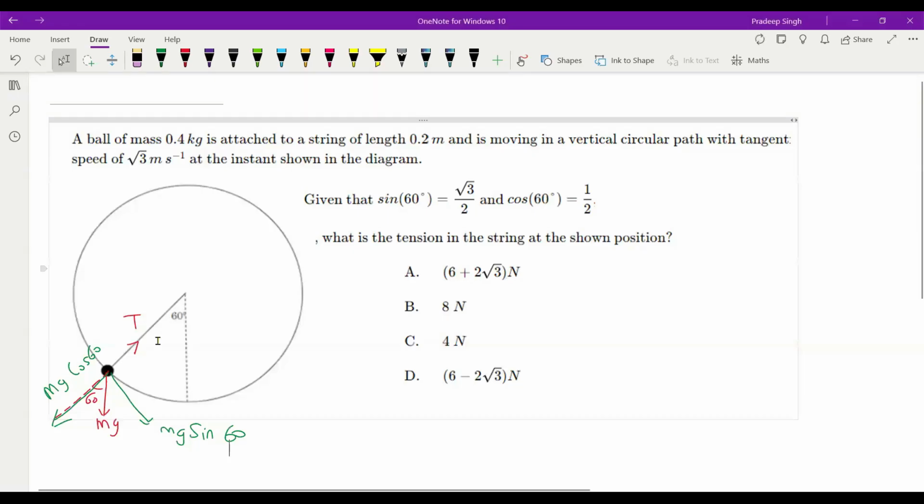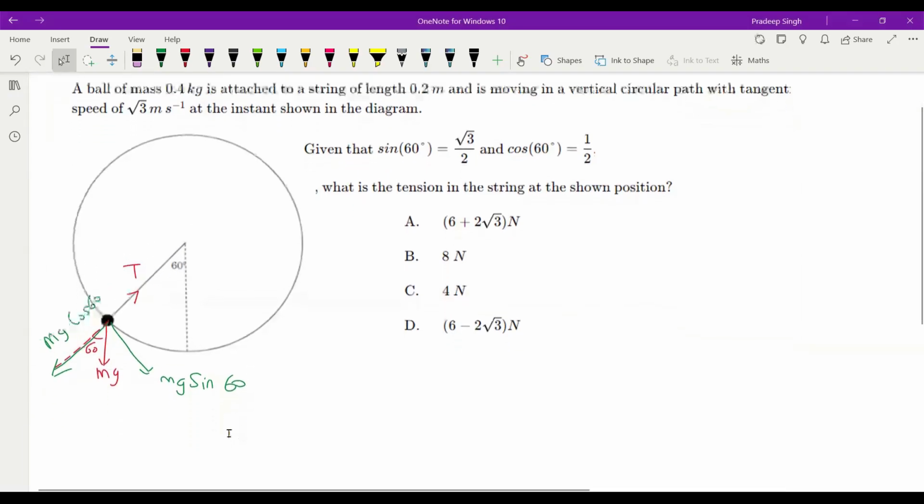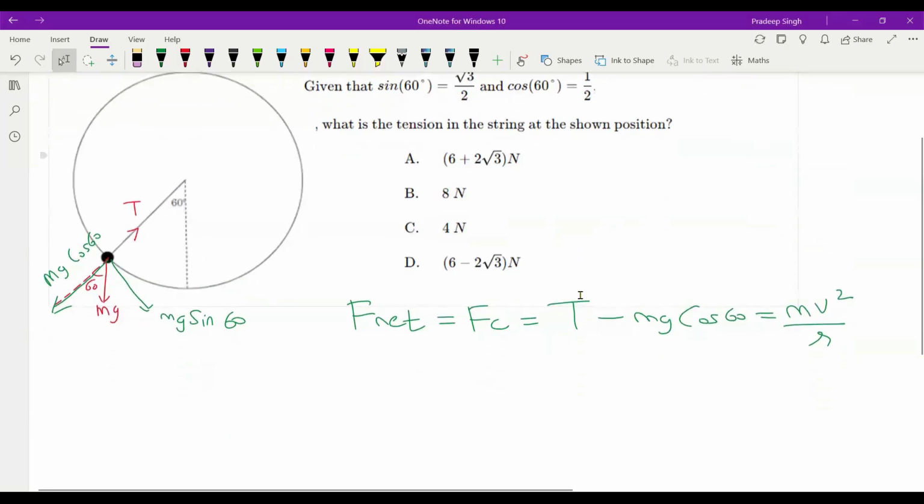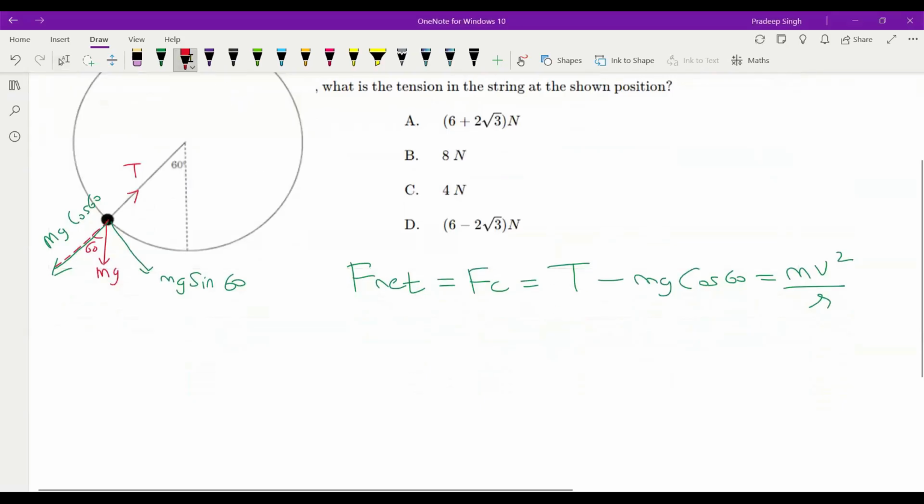So we have T tension going towards the center and mg cos 60 going away from the center. So the net force which acts towards the center, which by definition is the centripetal force, should be T minus mg cos 60. So this is our centripetal force, and we equate that with the centripetal force formula mv square by r. Now, since we are supposed to find the tension in the string, let us make T as the subject from this equation. So we'll get T equals to mg cos 60 plus mv square by r.